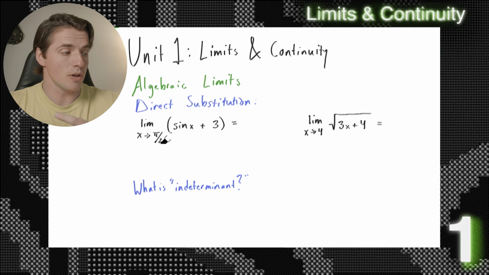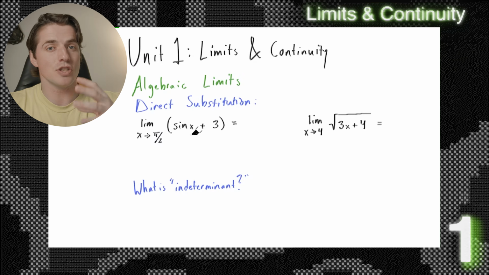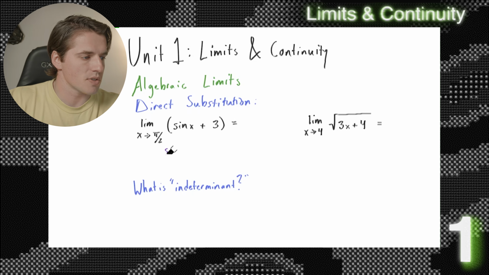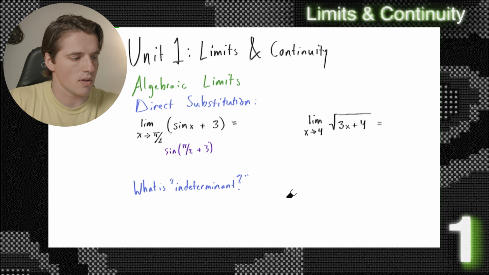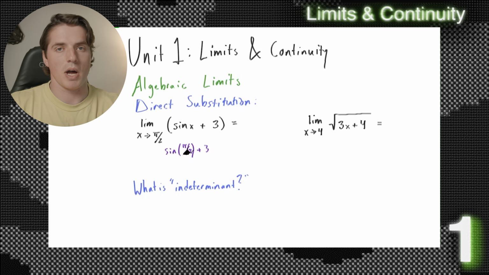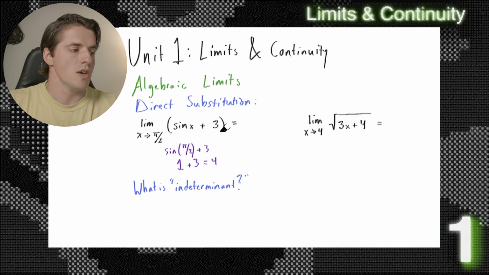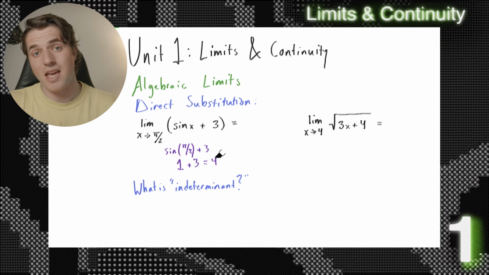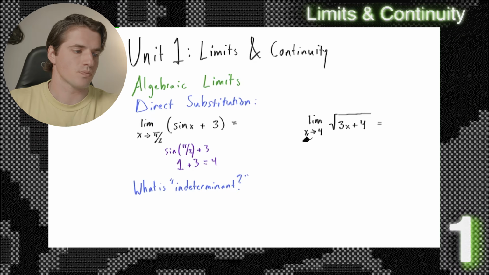We just plug in the value. If there's no problem at that value, as x goes to pi over 2, for example, if we're not experiencing any issues, this is fine. We can just plug in the value and we'll get our limit. So sine of pi over 2 plus 3, sine of pi over 2 is 1, plus 3 is 4. So our limit as x goes to pi over 2 of this function would just be 4. We don't have to look at a table. We don't have to look at a graph because at pi over 2 there were no issues.